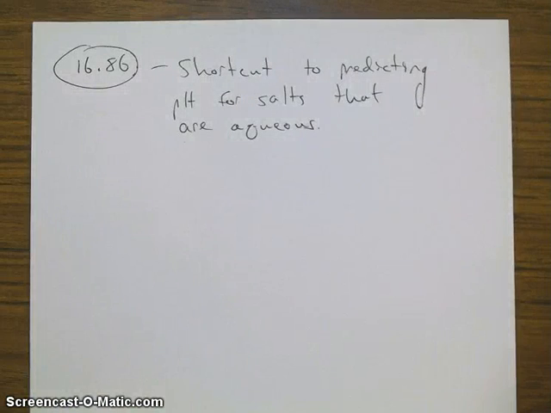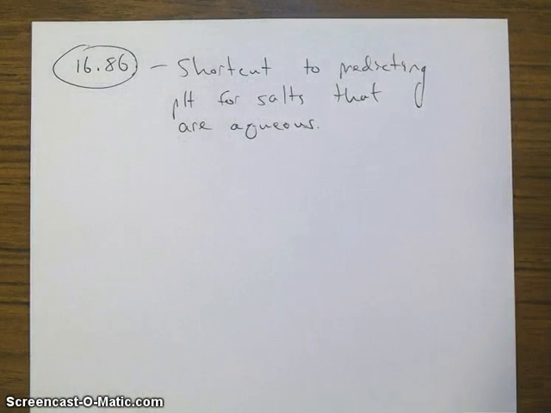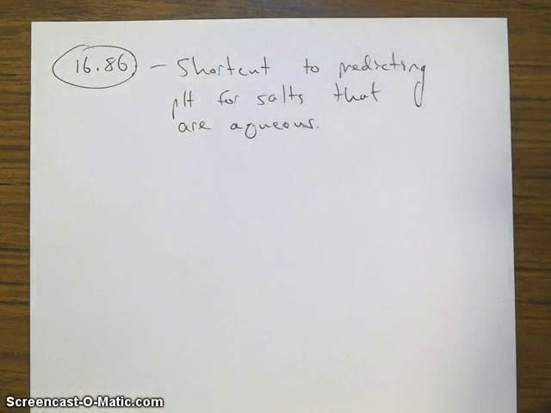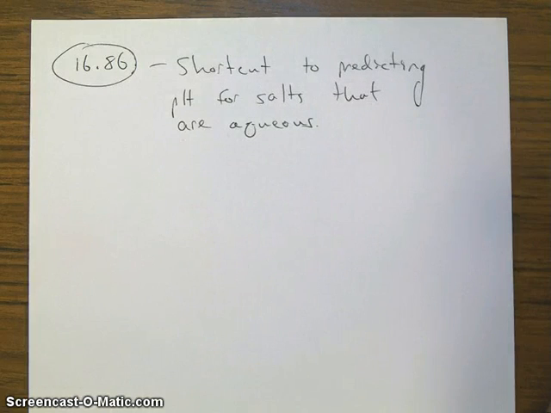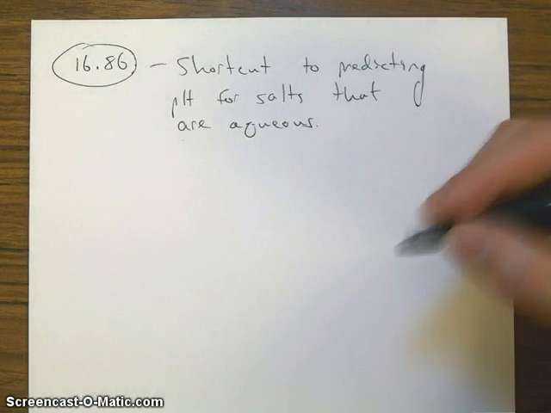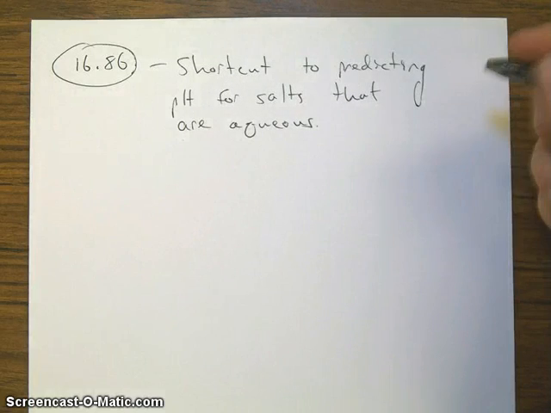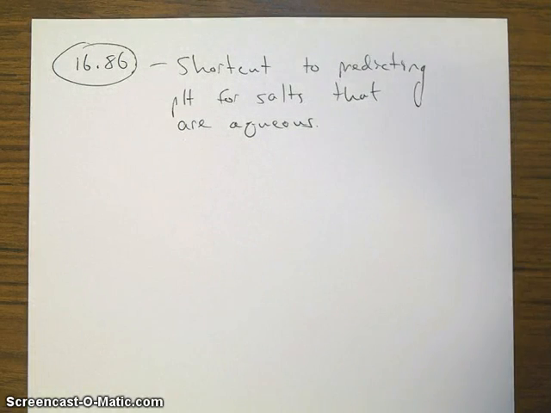I want to show you a problem that's in Chapter 16 dealing with acid-base equilibrium. It's a shortcut for predicting the pH of salts that are aqueous. I'm going to be doing problem number 86, although 85 was assigned in the book for our homework set. 85 I'm not going to show you, but 86 is almost identical to it, and this is going to be a shortcut that's going to help you solve problems like it in the future.